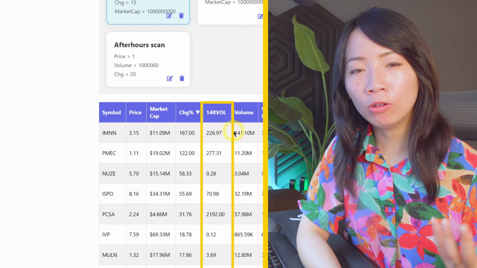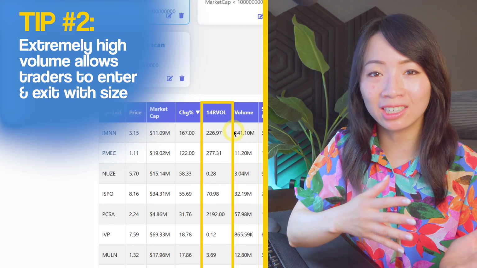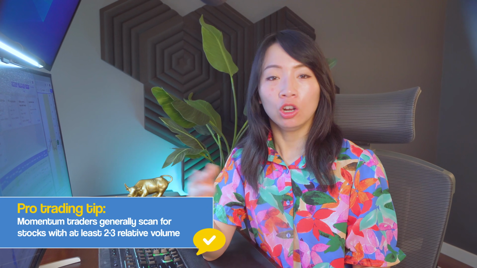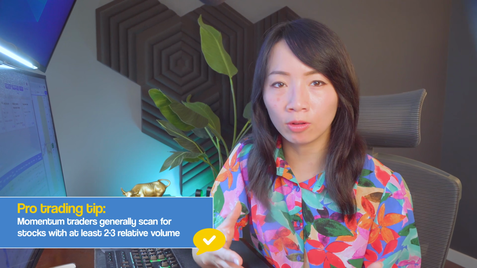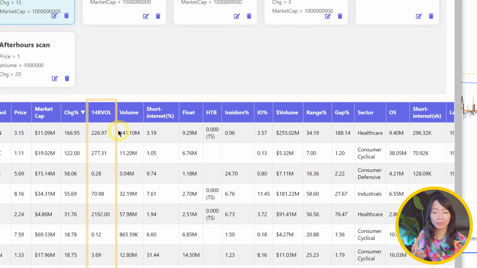Also, just in general, extremely high volume means that it will be easier for traders to enter and exit with size without having to worry about liquidity. And that's the reason most momentum traders look to trade stocks with a relative volume of at least 2 or 3 or even more. And for small cap stocks, as you can see from the examples here, it's very, very normal to see relative volume of more than hundreds or even thousands of percent. So make sure you are including this very simple volume indicator in your stock scanning process every single day.